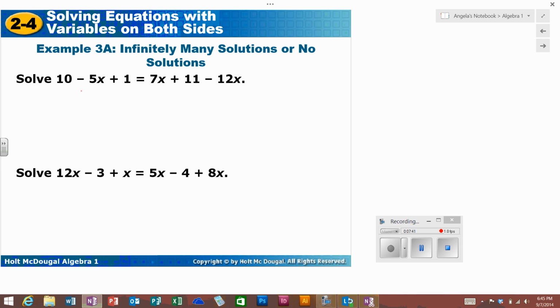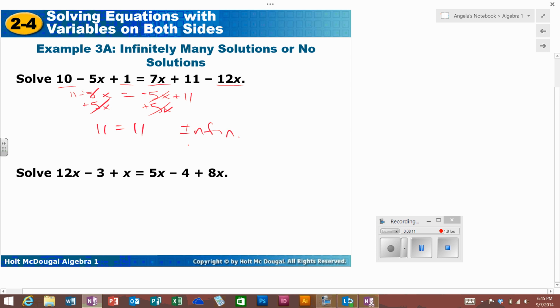I am going to combine my like terms first. So 10 and a positive 1 make 11 minus 5x equals. I'm going to combine my 7x and my negative 12x. That makes a negative 5x plus 11. Well, it doesn't matter which variable I move. If I move that 5x over, let's say I try to move this one, well, look, it cancels. So I get 11 equals 11. When I get a true statement, remember that is my infinitely many solutions. And I'm just abbreviating.